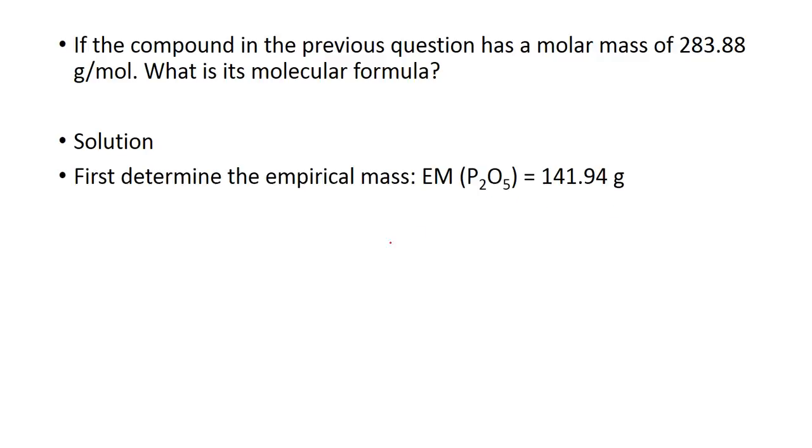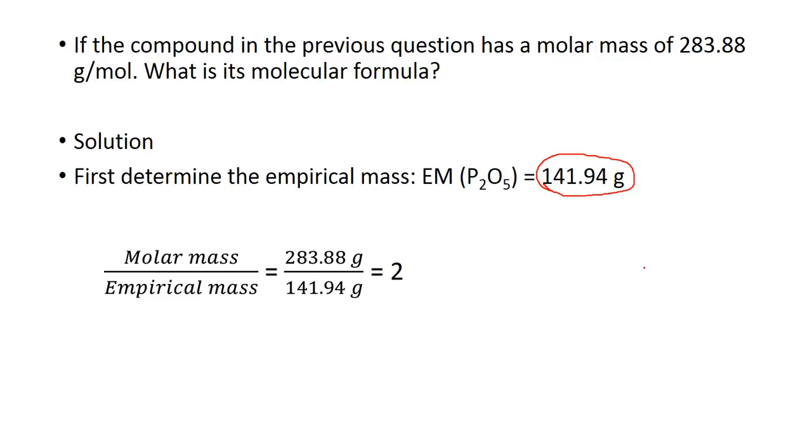That is, add the masses, the mass of 2 phosphorus plus the mass of 5 oxygen. That gives us the empirical mass, that is mass of the empirical formula. Now the second step is to divide the molecular formula by the empirical formula to obtain a number. So in this case, we have the molar mass divided by the empirical formula, and it gives us 2.